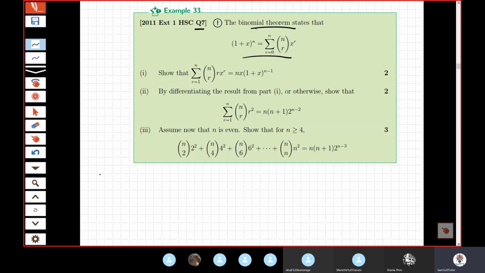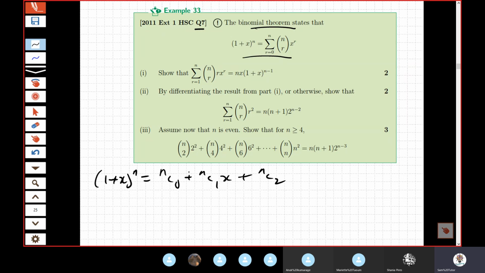So let me just write it the way we like it. (1 plus x)^n. Always do that. Don't use sigma. I don't care how good you think you are. Don't do it. So expand it: n choose 0 plus n choose 1 plus n choose 2. And just make sure you can see how that's working.